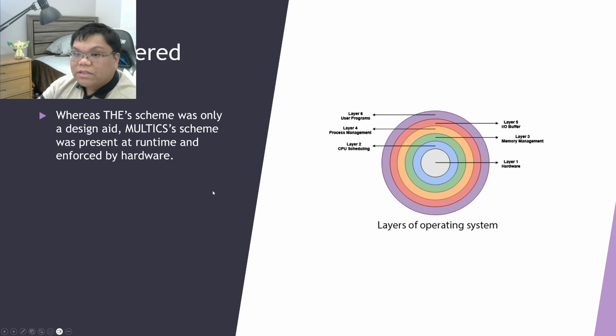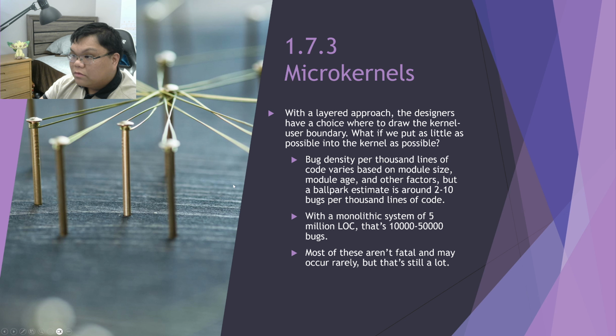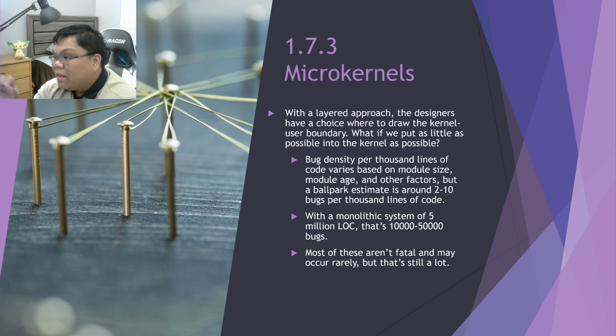With a layered approach, designers have a choice of where to draw the kernel to user boundary. What if we put as little as possible into the kernel? Why would we want to make a kernel as small as possible? Why? To reduce the chances that there would be bugs. You can't have bugs if there's no code. I hope the camera caught that, right?